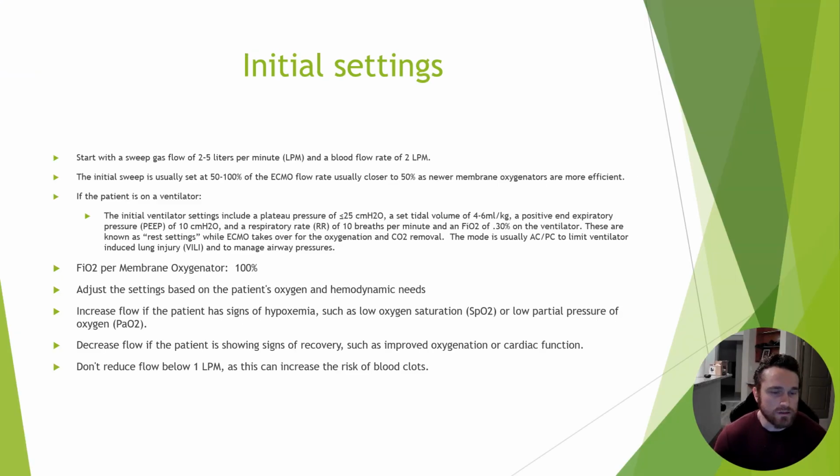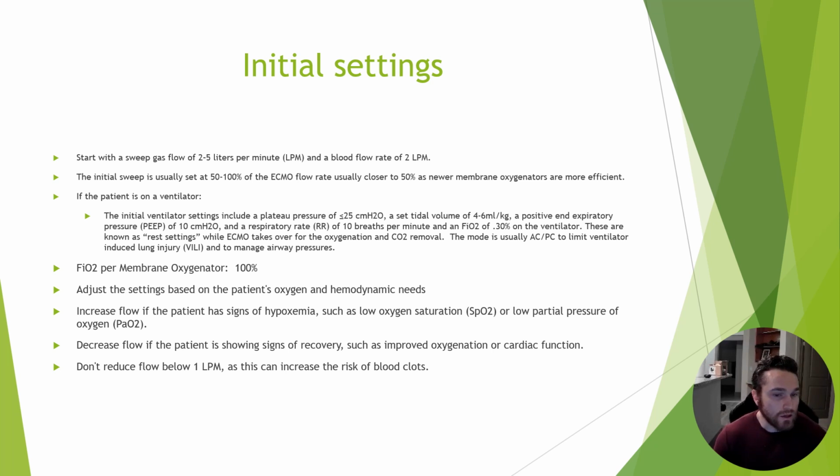So the initial settings of ECMO, typically we start off with a sweep gas flow of 2 to 5 liters per minute and a blood flow rate of 2 liters per minute. The initial sweep is usually set at 50 to 100% of the ECMO flow rate, usually closer to 50% as newer membrane oxygenators are more efficient.